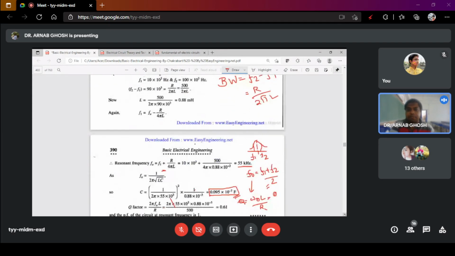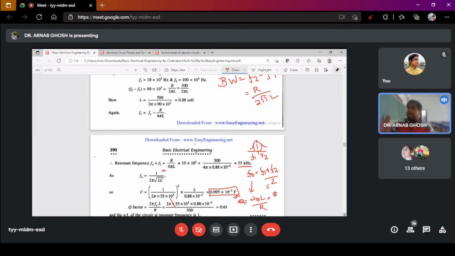So this is the step. So first you calculate, at resonance condition, resistance is equal to the impedance. From that you get R. Then you put into this value bandwidth is equal to R by 2 pi L. From that you get the value of L. Then you calculate the value of F0 from the formula F1 is equal to F0 minus R by 4 pi L. From that you calculate C and Q factor, and power factor will be always equal to 1. So this problem is an application of bandwidth, these cutoff frequencies, all this.